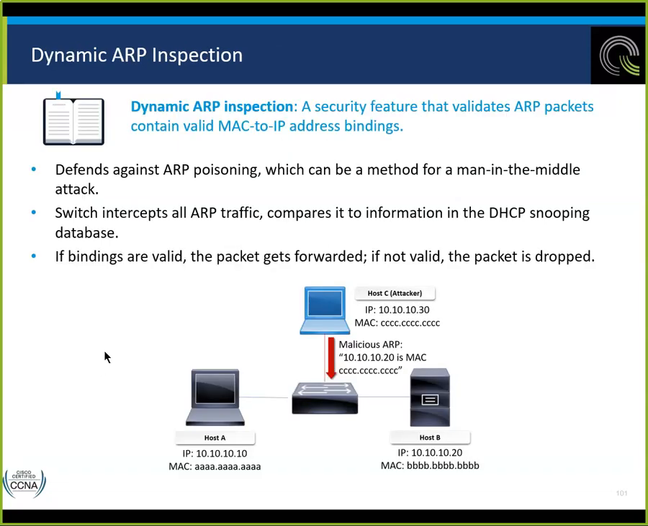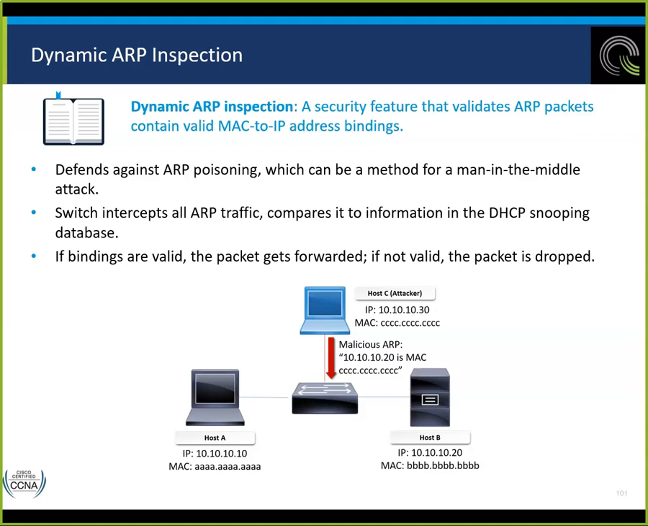Dynamic ARP Inspection, we talked about it. It's a neat thing. It defends against ARP poisoning, which can be a method of the man-in-the-middle attack. Dynamic ARP Inspection is a security feature that validates that ARP packets contain a valid MAC to IP address binding. We looked at the DHCP snooping bindings database, and it had the IP address and the MAC address that we presume are going to be correct. That's how the host got its IP address.